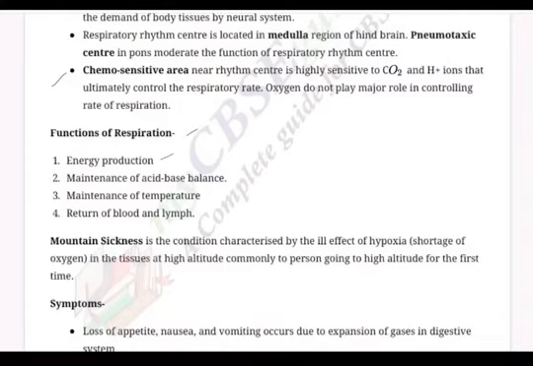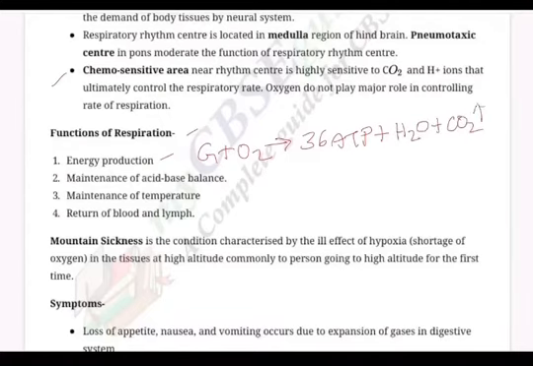Before that, what are the functions of respiration? Of course, energy production. How? What is respiration? We said oxidation of glucose. Once glucose gets oxidized, we understood glycolysis, Krebs cycle and electron transport chain, giving 36 ATP. As part of it, two byproducts are formed, that is H2O and CO2. CO2 will be released out and oxygen will be in. So this is the energy that respiration gives us. And the other functions are maintenance of acid-base balance, maintenance of temperature, and return of blood and lymph. These are the main functions that respiration does.